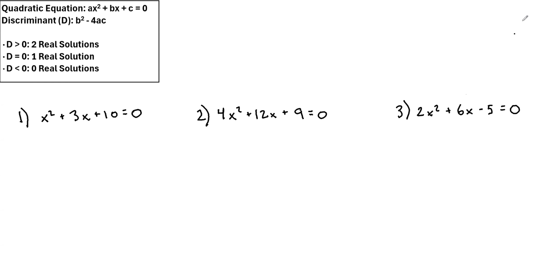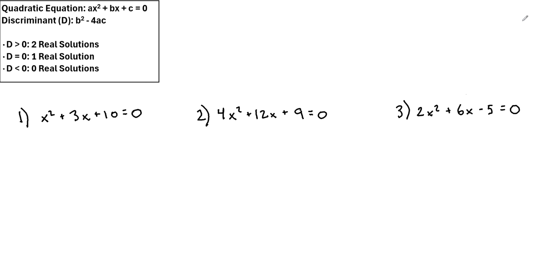In this video, I will explain how to use the discriminant to find the number of solutions to a quadratic equation. So recall a quadratic equation is written in this form: ax squared plus bx plus c is equal to 0. Now the discriminant of this equation can be calculated as b squared minus 4ac.